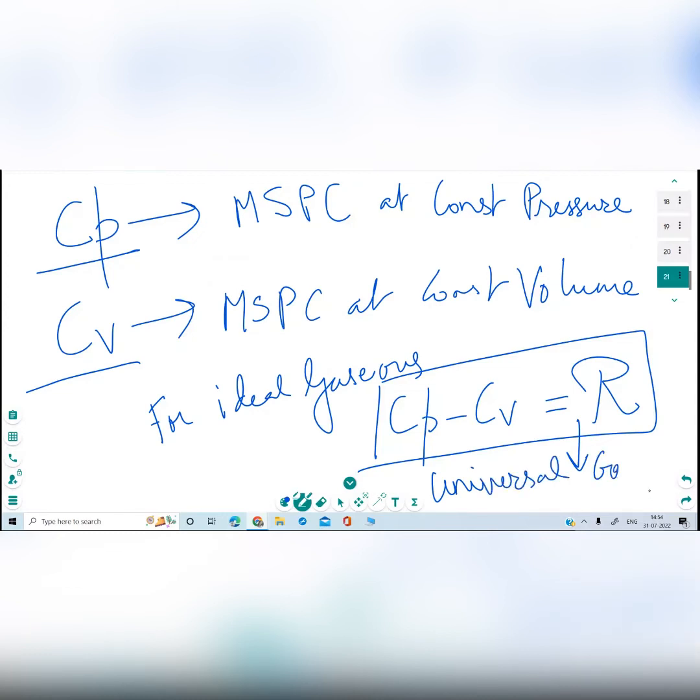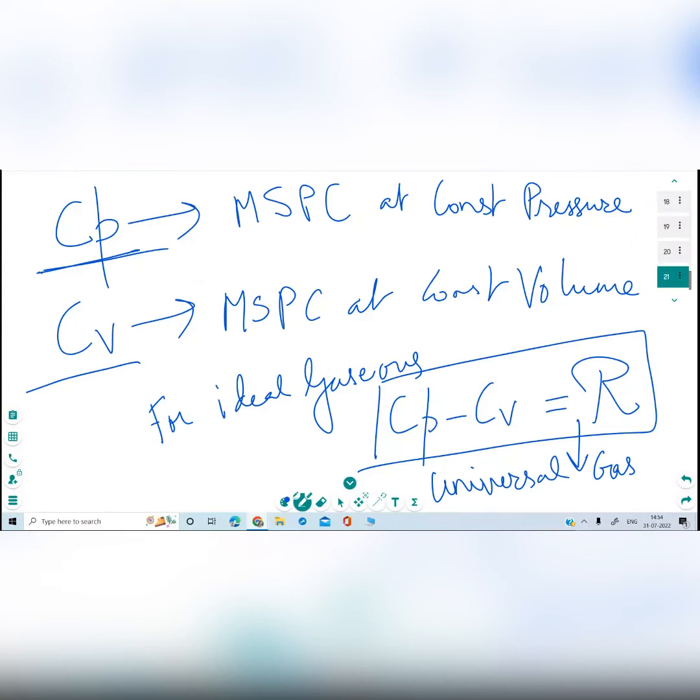What is Cp and Cv? Molar specific heat capacity at constant pressure and at constant volume.